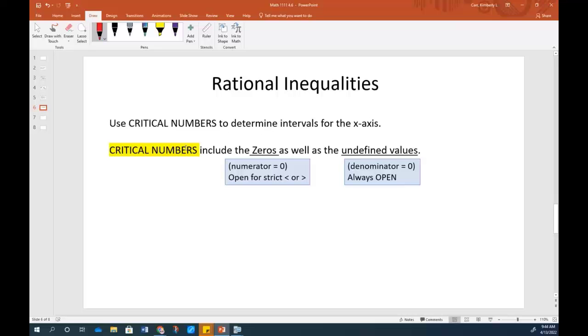We have critical numbers, and critical numbers include the zeros like we were just doing, but they also include undefined values. So notice here, zeros come from wherever the numerator equals 0, and undefined values come from where the denominator equals 0. So we need to find all the places that either the numerator or the denominator equals 0, and that's where we cut up our axis. Then anything from the denominator will always create an open interval because it's undefined, it can't be there. And for the numerator zeros, we go with whether or not it was strict or not strict.